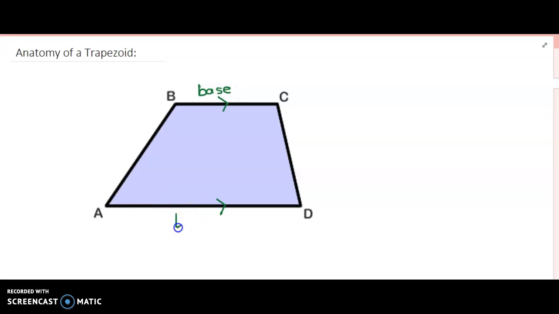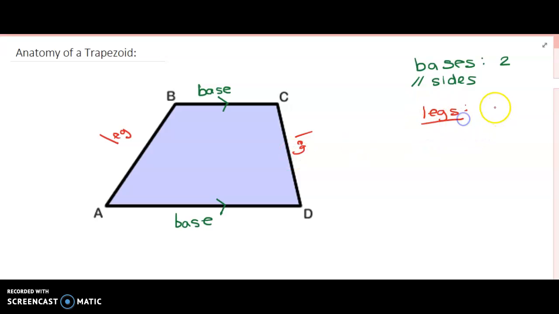So this is a base, and this is a base. I'm going to put over here the bases are the 2 parallel sides. The 2 parallel sides are called the bases. The other 2 sides that are not parallel are called the legs. So I'm going to say the legs are the 2 non-parallel sides.